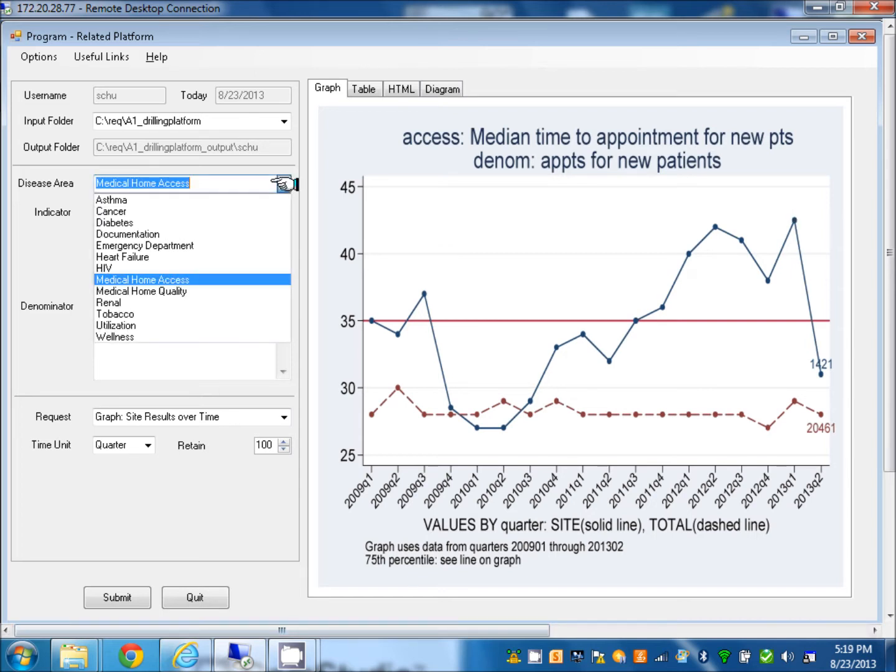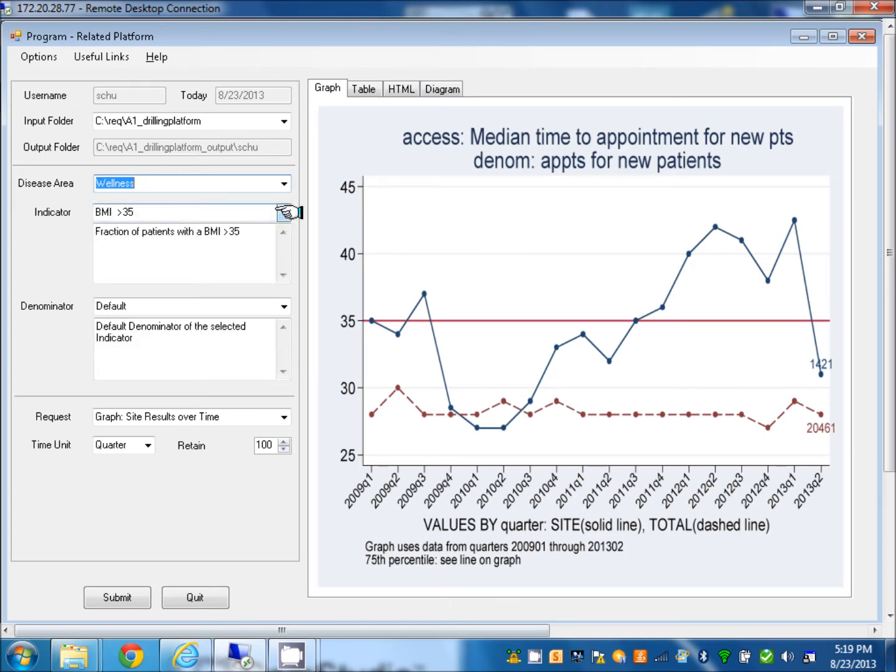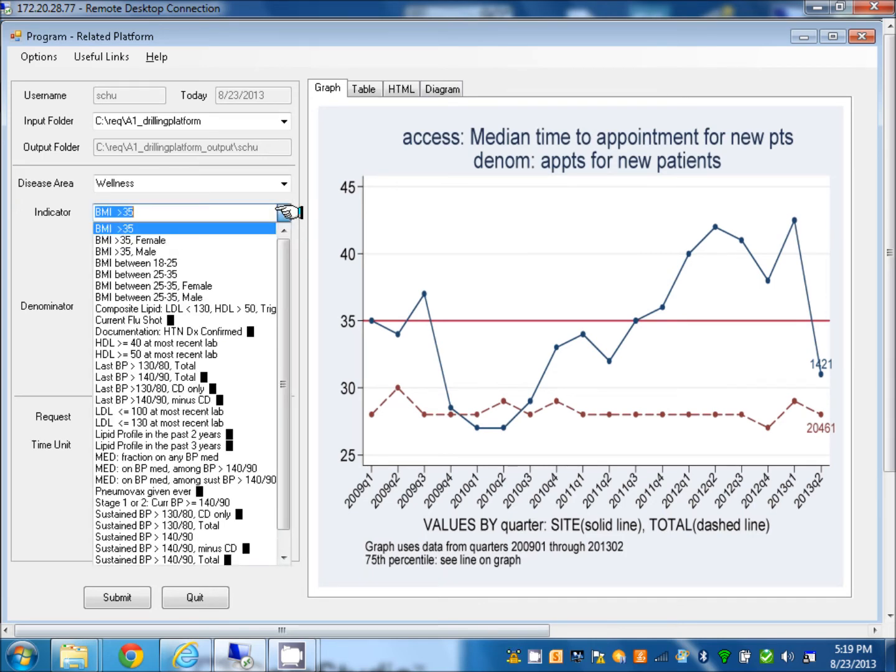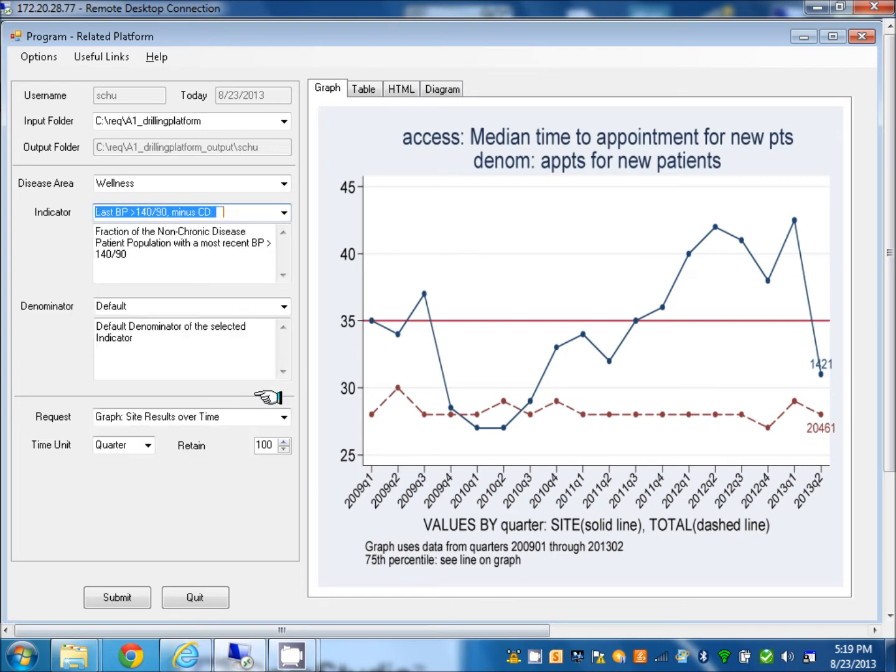The wellness area includes measures on blood pressure control, lipid levels, weight management, and immunization. Most of these measures appear in some of the chronic disease areas as well, but the wellness section versions cover the entire adult medical home clinic population. One measure shows the fraction of patients with blood pressure above 140/90 for all patients who are not chronic disease patients.